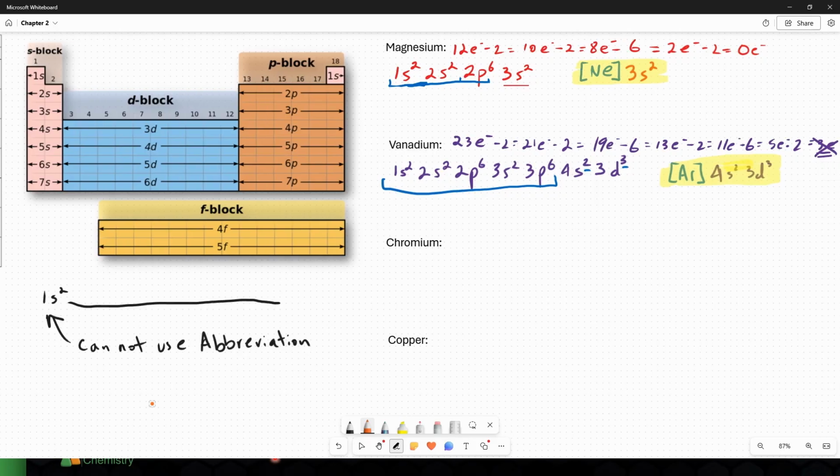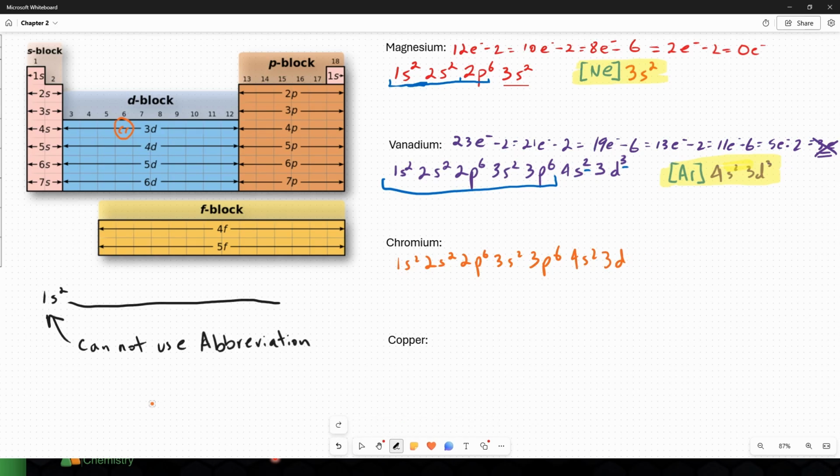So chromium is right here. That's Cr. If we were to do this normally, following our technique that we learned earlier, we have 1s2, 2s2, 2p6, 3s2, 3p6. Again, we're going through 1s2, 2s2, 2p6, 3s2, 3p6, 4s2, and then 3d4. This is wrong. This is what you don't want to do.